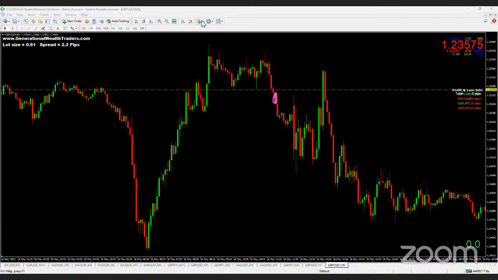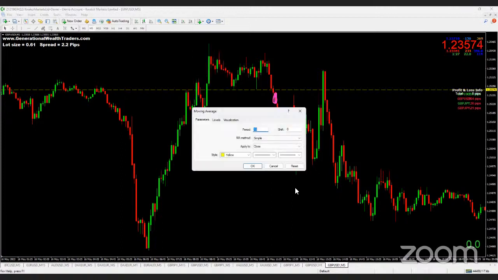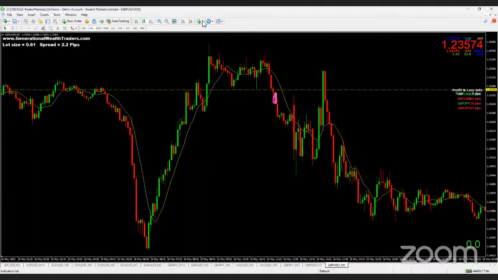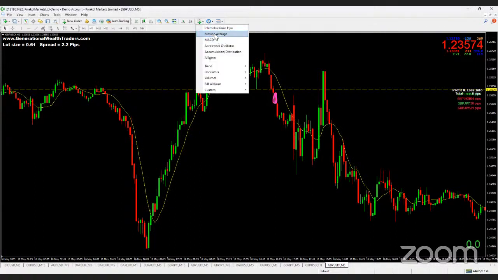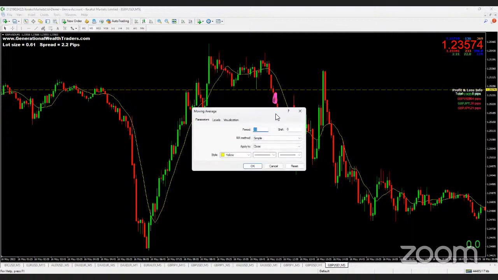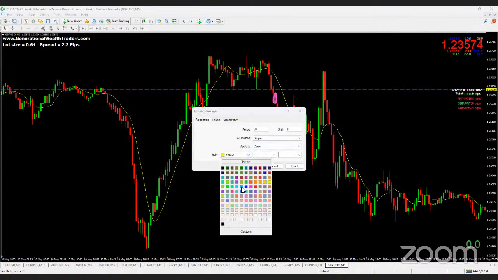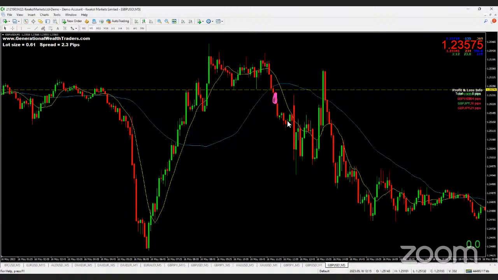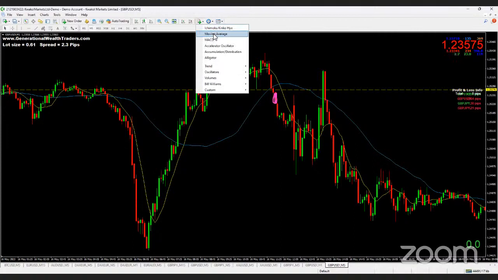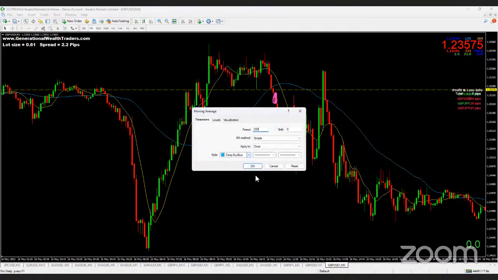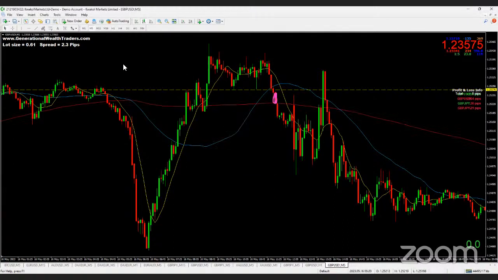Let's pull out our regular moving averages, starting with the 10. And let's stick on the 50 as well, which is blue. And stick on the 200, which is red. Okay, voila. So where would we have entered the trade with this?